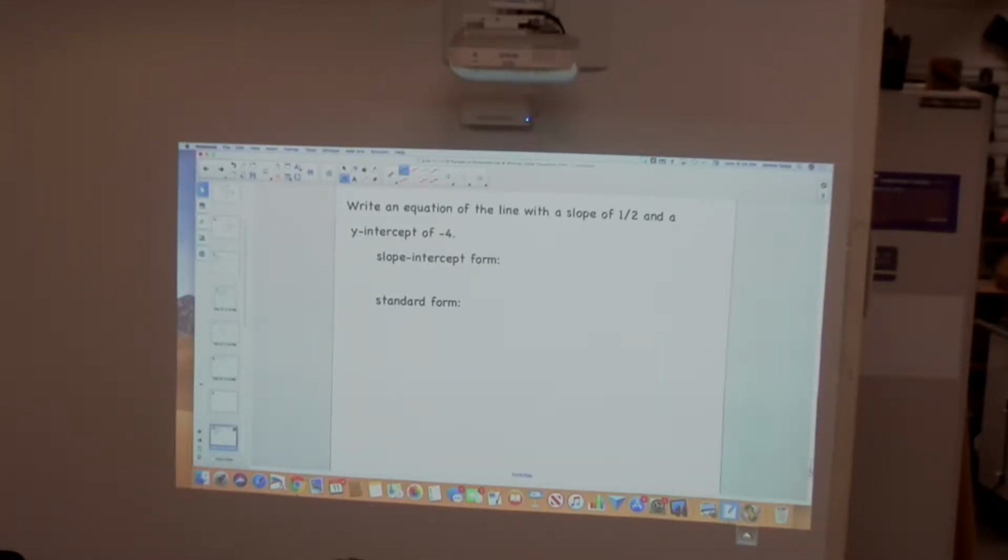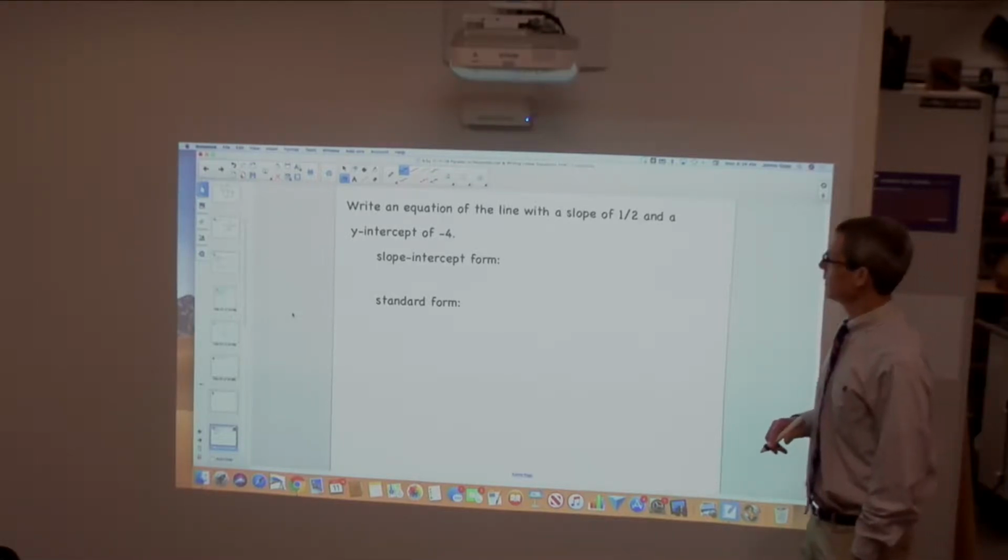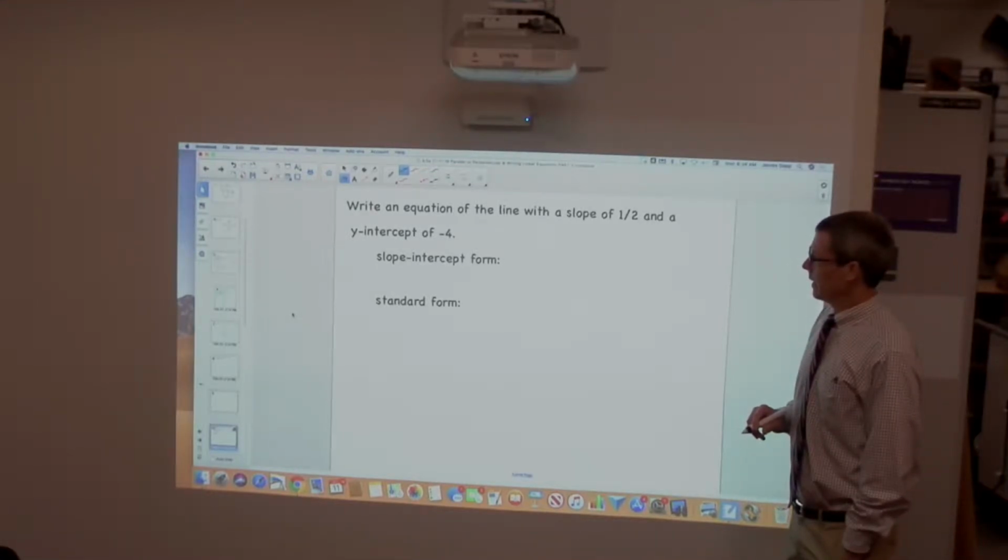Okay, let's see if you can do this one. This is a whole other level. I don't know if you're ready for it. On the game, the slope is a half. You're not graphing it, you're just going to write the equation for it. So it's a different way of presenting you with the problem. In slope-intercept form, and then in standard form.